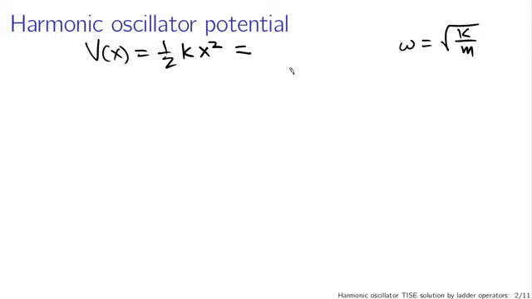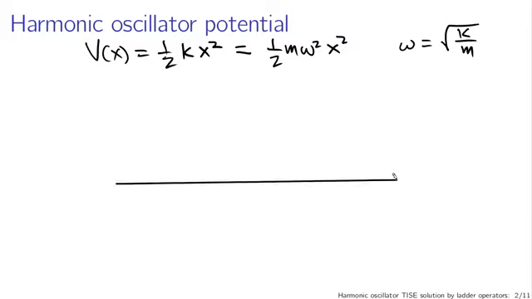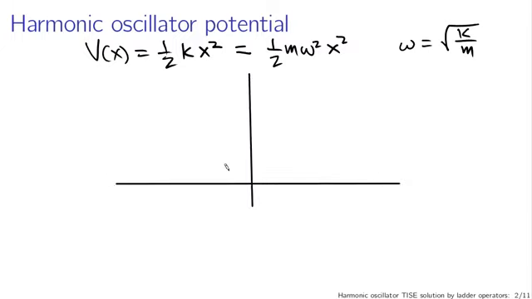And if you substitute this in here and mess around with the simplification a little bit, you end up with 1/2 m omega squared x squared. So this is the form of the potential that we'll be using. What this looks like, if I plot it, is a parabola. Not the world's prettiest parabola, but you get the idea.